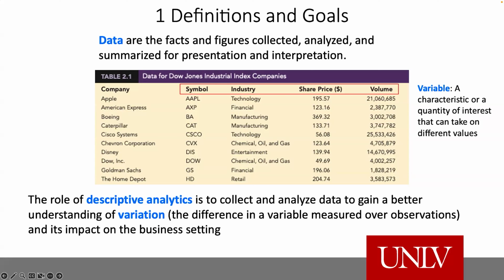Here we have two new concepts: variables and observations. In business analytical concept, a variable is a characteristic or quantity of interest that can take on different values. An observation is a set of the values corresponding to a set of the variables.